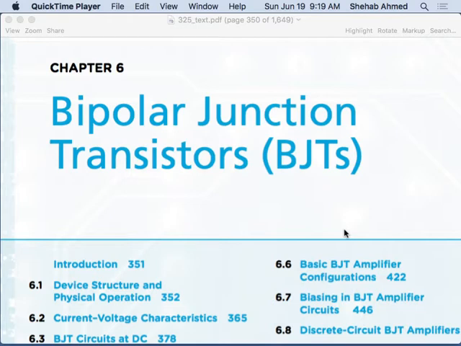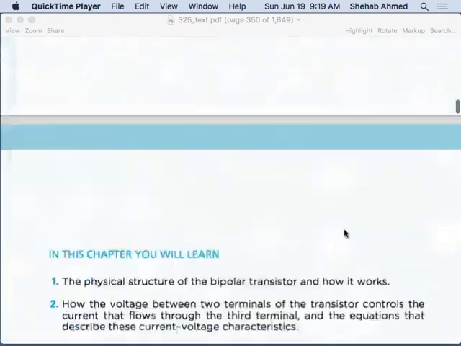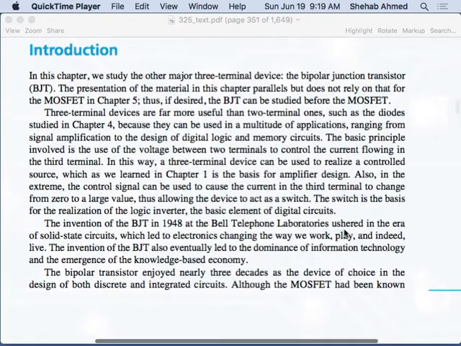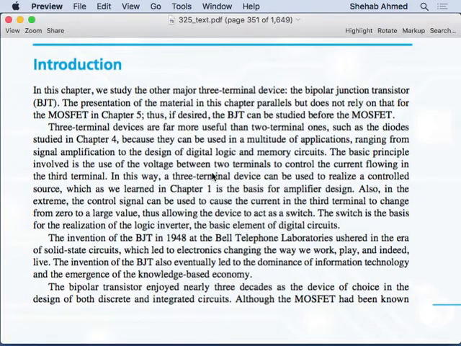We'll be discussing BJTs, or bipolar junction transistors, and very similar to the MOSFET, they are also three-terminal devices. So it's a three-terminal device in which we have one terminal controlling current flow in between two other terminals. So the basic construction will be very similar to the MOSFET from an external perspective.